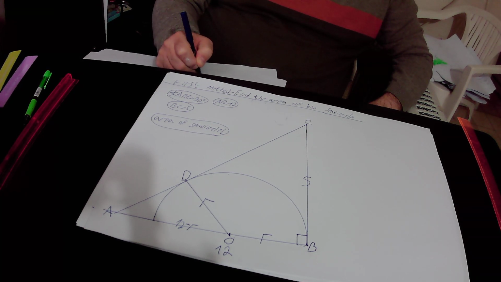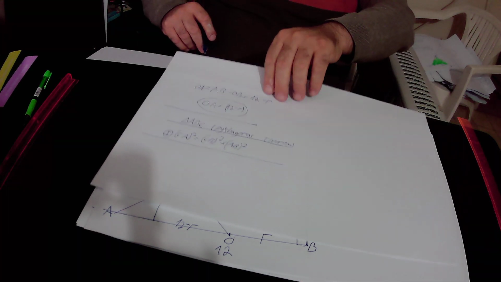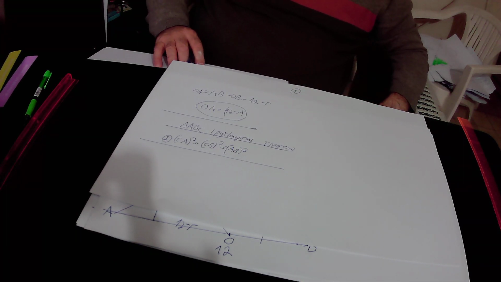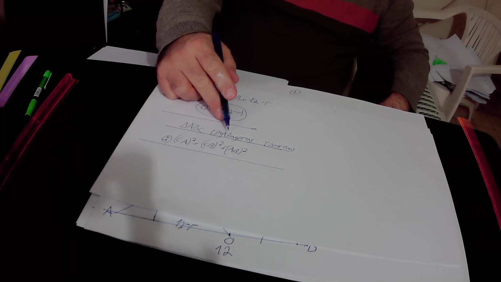I repeat again. In the right triangle ABC, according to the Pythagoras theorem, the square of the hypotenuse equals the sum of the squares of the perpendiculars. That is to say, CA squared equals CB squared plus AB squared.